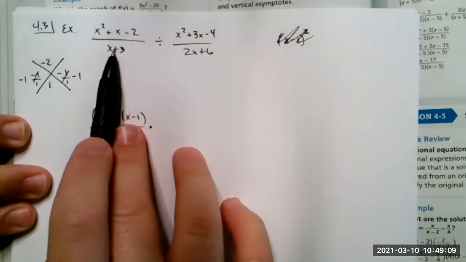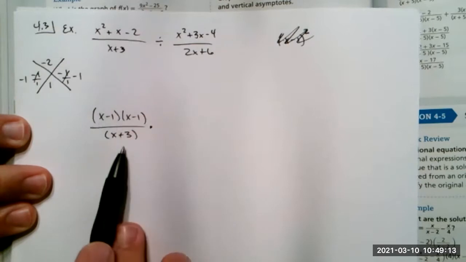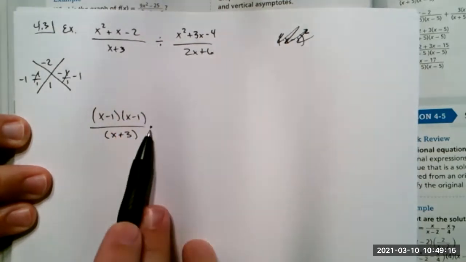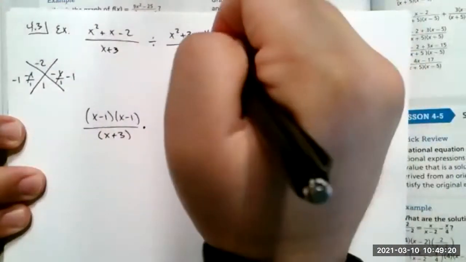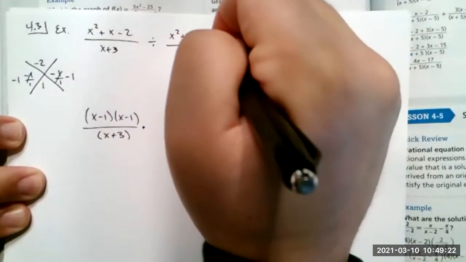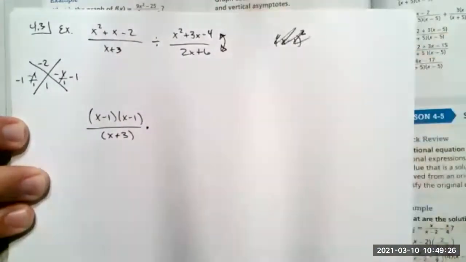This is where I'm going to go with keep, change, rearrange. Keep this fraction the way it was, change division to multiplication, and then rearrange that second fraction. So that goes back to that vocab word that they said, reciprocal. The reciprocal is just that fraction flipped.